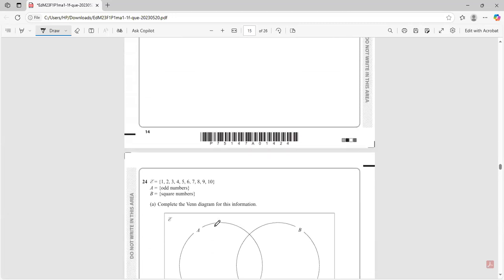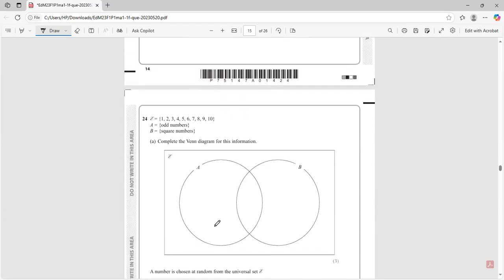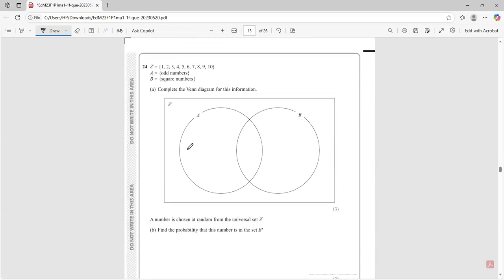This one looks like a question on sets. So our universal set is natural numbers from 1 to 10. By the way, natural numbers start from 1, the lowest integer. But this is a subset of natural numbers, which ends at 10. A is odd numbers, B is square numbers, okay? So anytime you see this, know that that's your universal set.